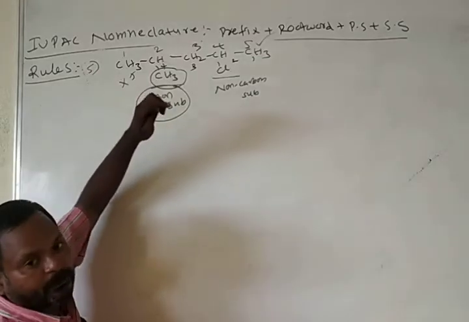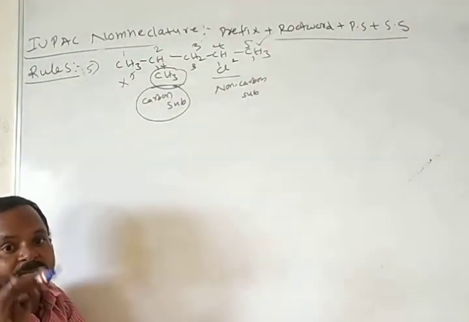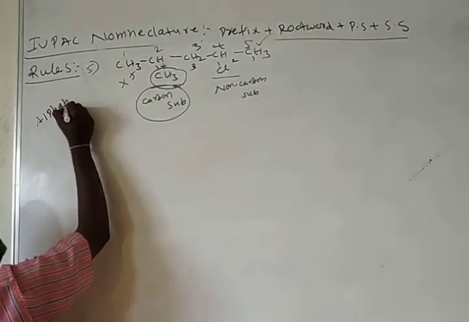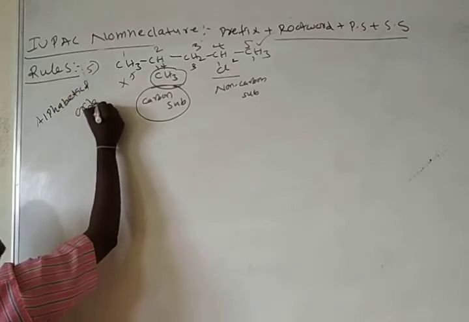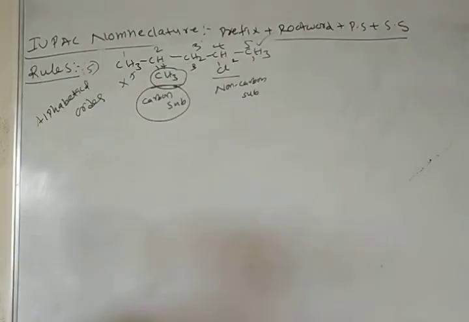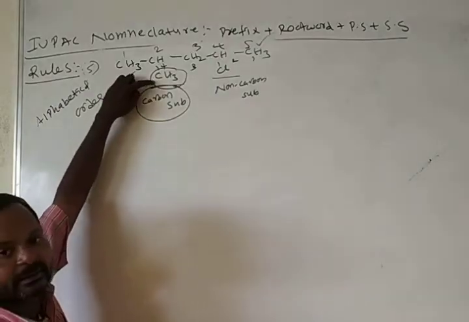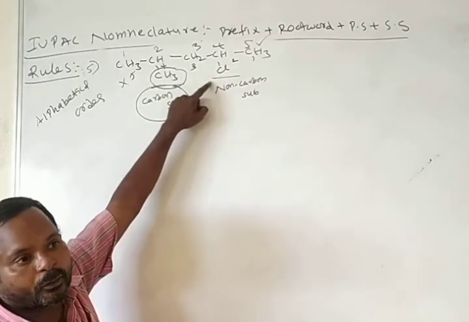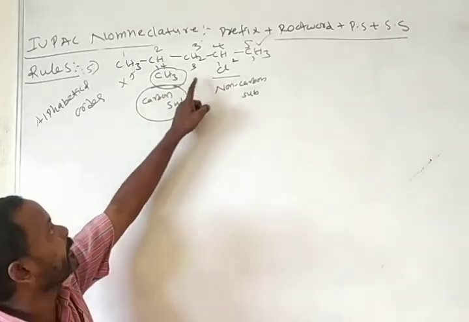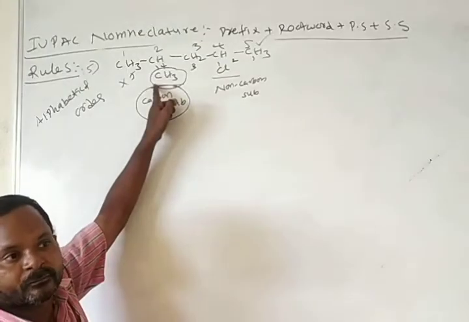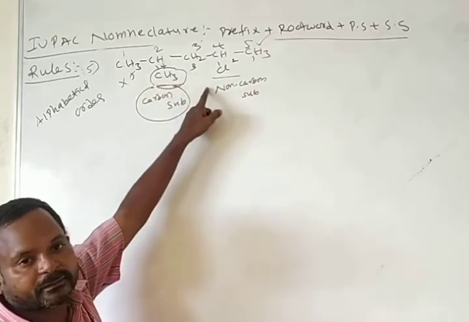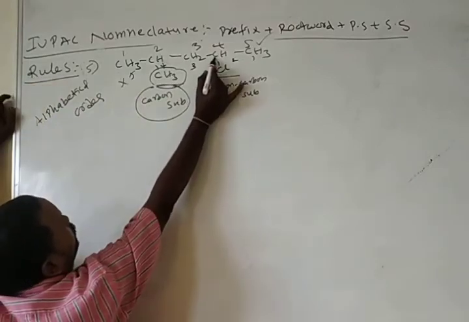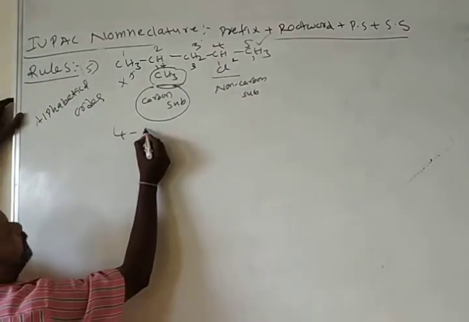While writing the name of an organic molecule, if it contains more than one substituent, you should follow alphabetical order. See here, CH3 is a methyl group. Chlorine is chloro. Chloro starts with C, methyl starts with M. Which is first in the alphabet? Chloro is first. Chlorine is present at which position? Fourth position. So write 4.